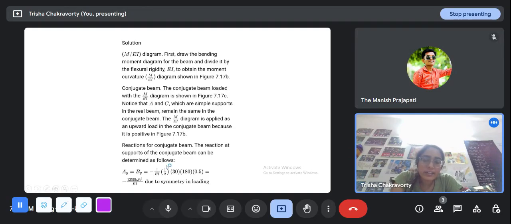So first we will draw the bending moment diagram and divide it by the flexural rigidity. This EI term, where E is the Young's modulus and I is the moment of inertia, is also called the flexural rigidity. We obtain the moment curvature diagram, M by EI diagram. For the conjugate beam, we have done the loading, and A and C, which are simple supports in the real beam, remain the same in the conjugate beam. The M by EI diagram is applied as an upward load in the conjugate beam because it is positive.